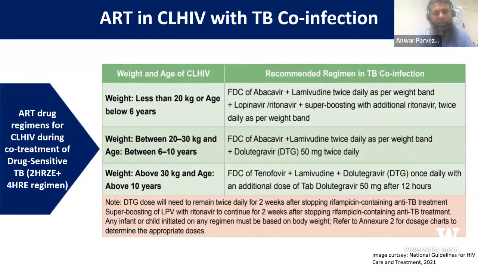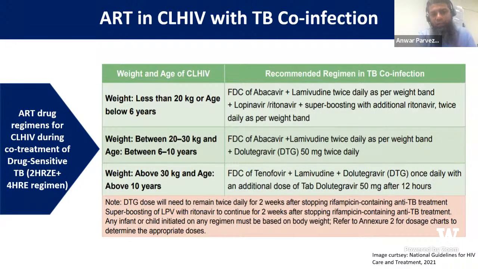Now, for ART, in adults we were worried about tenofovir if the weight is less than 30 or more than 30 kg. In pediatrics, mostly it is dolutegravir, because if the child is less than 20 kg or below 6 years of age, we cannot give dolutegravir because the strength we have is 50 milligram. In such cases we give an abacavir-based treatment. But if the child is above 20 kg, above 6 years of age, you can give dolutegravir.